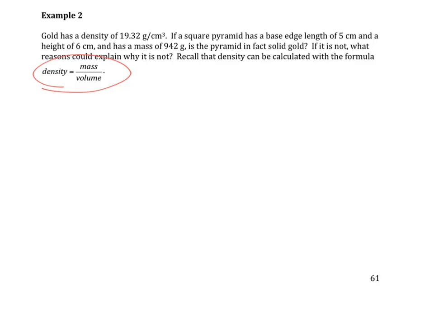So I'm going to attempt to draw a picture. So here's my square, and those are the edges. I have a base edge length of 5. And because it's a square pyramid, all sides are equal in a square. And a height of 6. So that's my perpendicular altitude here. My height is equal to 6.